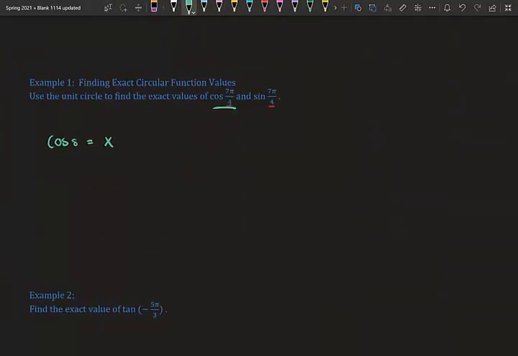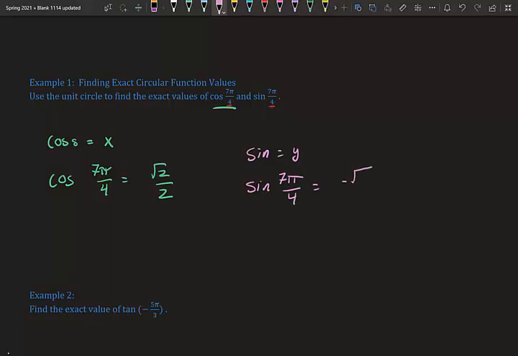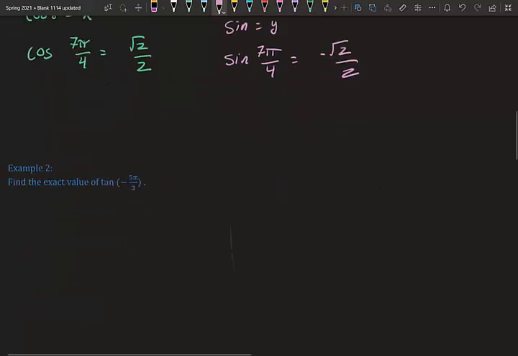So cosine, which represents x, so cosine 7 pi over 4 equals square root of 2 over 2. And then our sine function, which represents y, so sine 7 pi over 4 was negative square root of 2 over 2. And we just look at the unit circle. We look at a pretty picture, and that's it. Alright, example 2.